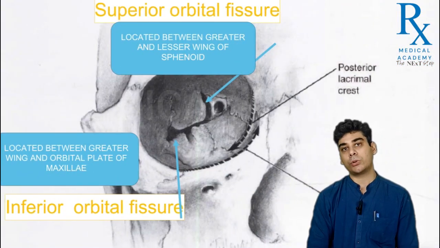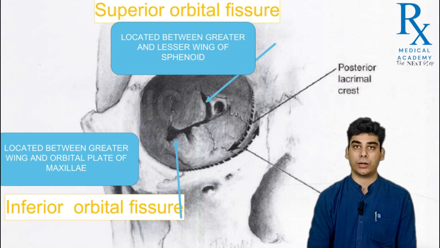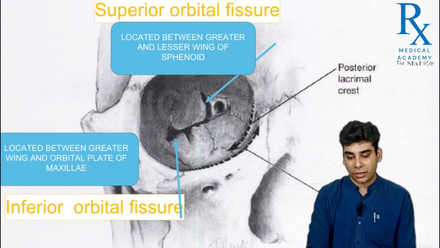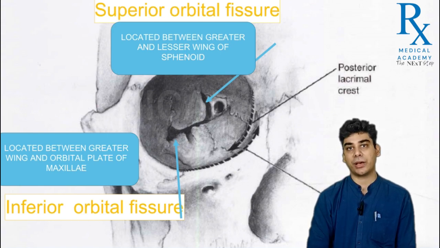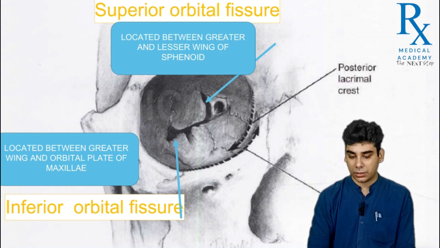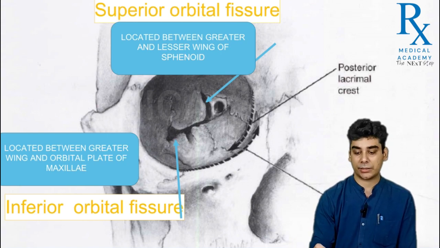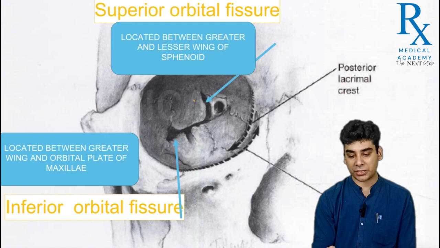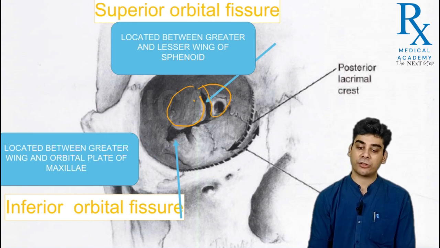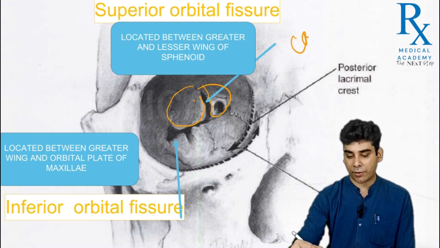Now, once we have read about the walls and the margins of the orbit, let's come and talk about the orbital communications. So the most important communication we have here is the superior orbital fissure. Superior orbital fissure will transmit nerves from the cavernous sinus. So if you look at the superior orbital fissure, it is located between the greater wing of sphenoid and the lesser wing of sphenoid. So between the two wings of sphenoid हमको मिलता है superior orbital fissure, जो पीछे ग्रिल कैविटी से कनेक्ट करता है हमको to the cavernous sinus.